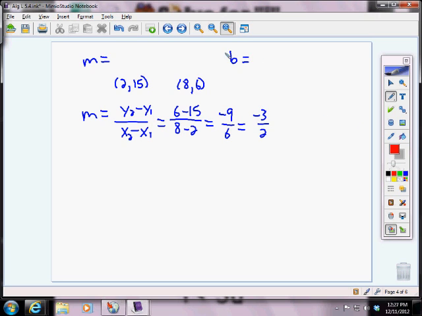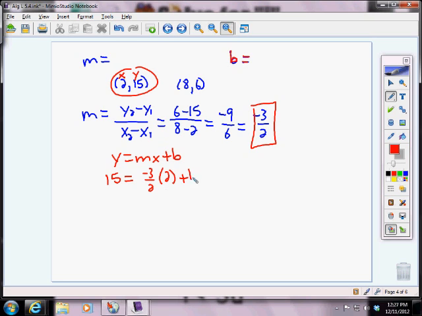Now, to find my y-intercept, you take your slope and one of the points. Doesn't matter which one. Using slope-intercept form, plug in what you know. My y is 15. My m is a negative 3 over 2. My x is 2. And I don't know what my y-intercept is. I can figure it out. If I solve this equation, my 2's cancel, and I'm left with just negative 3 plus b. Add 3 to both sides. You get 18 equals b.